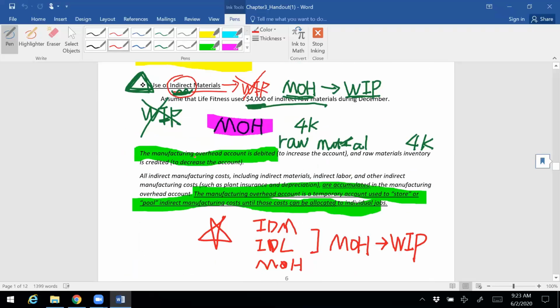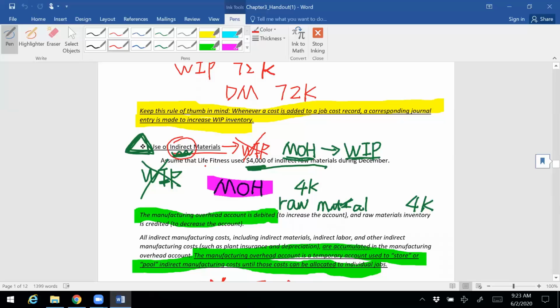The third transaction is for indirect material, like all the glue, like all the lubricant. You cannot trace it easily, so it goes to manufacturing overhead. Let's just make up that the company totally used $4,000 on glue. How can you tell me how much out of 4,000 goes to this specific job? You cannot trace it, so you really don't know how much really goes to that specific job.